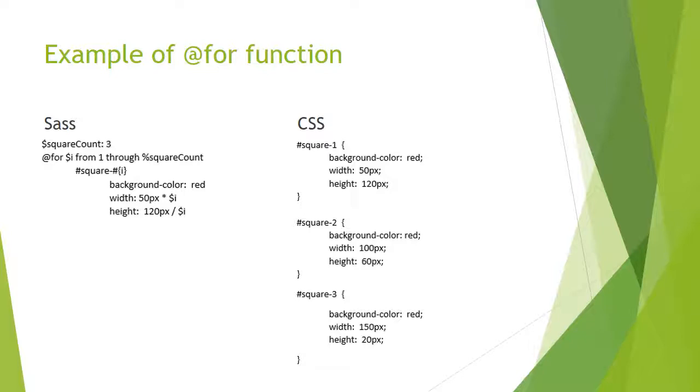So we have 60 pixels for the height. Now the third one, again, we have red. The width is 50 pixels times the number of iterations. So now we have 50 times 3, which is 150 pixels, and then the height would be 120 divided by, or sorry, 60 divided by the number of iterations, so now we're at 20 pixels.